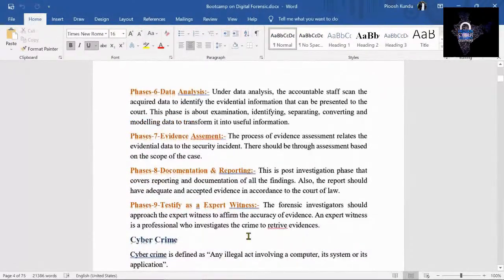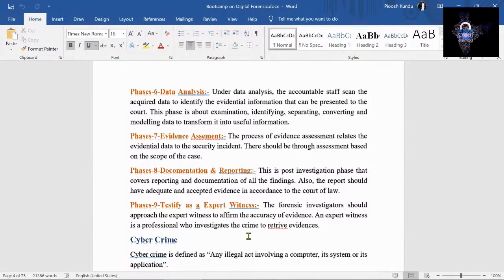Now, phase six is the data analysis part. Under data analysis, the accountable staff can use the acquired data to identify the individual information, and that can be presented to the court. These phases are about the examination, identifying, separating and converting the modeling data to transform it into useful information. Now, phase seven is evidence assessment. The process of evidence assessment relates the evidential data to the security incident, and there should be a thorough assessment based on the scope of the case.